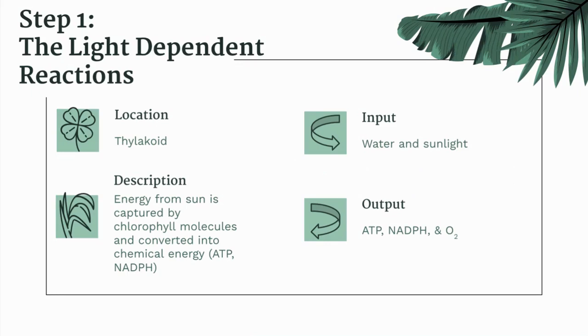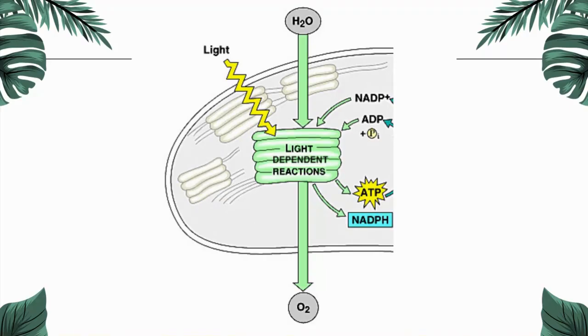What this looks like is if we were to just look at that first step, the light-dependent reactions were in the thylakoid, those green pancakes. Light comes in, water comes in. That light charges up the dead batteries, creating ATP and NADPH. Oxygen leaves as a byproduct. Essentially, that hydrogen attaches here, so all that's left is oxygen to leave.